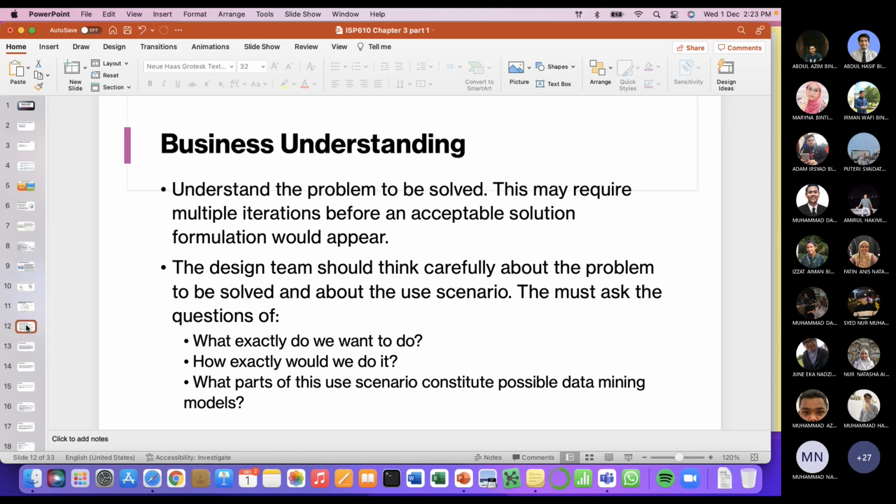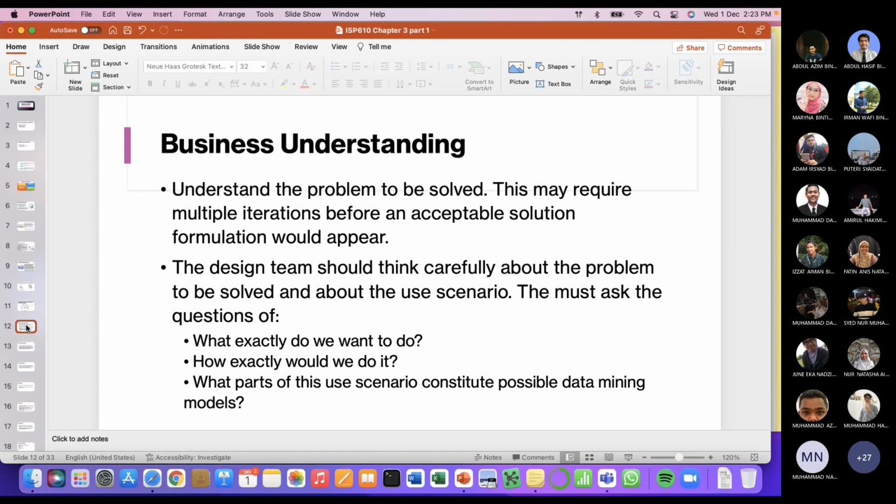And then this may require multiple iterations before an acceptable solution formulation would appear. So maybe in the first meeting, you try to understand the problems, you try to understand the business rules, everything, and then you go back, think about the solution, and then have another meeting with the stakeholders, whether they agree with the solution or not. So it depends. Kalau they accept, then we can move to the next step. So there are a few things that the solution design team needs to think about.